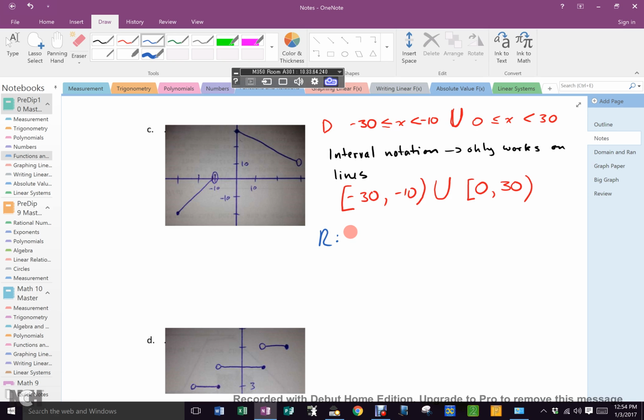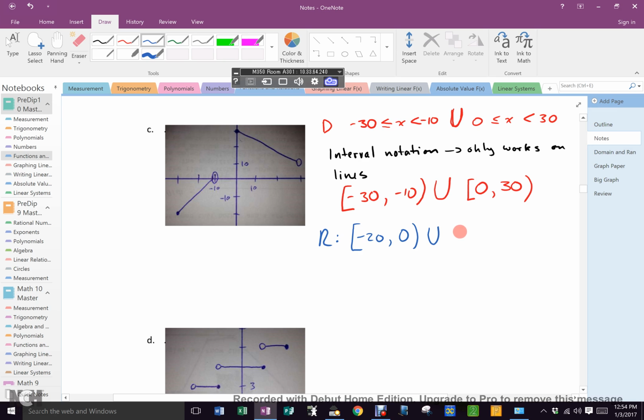All right. Who would like to tell me what the lowest part of the range is? Negative 20. Is negative 20 included, Sam? Yes, so it's a square bracket. Where does that part of the range stop? 0. Is 0 included? No. Round bracket. Union. What's the next one?